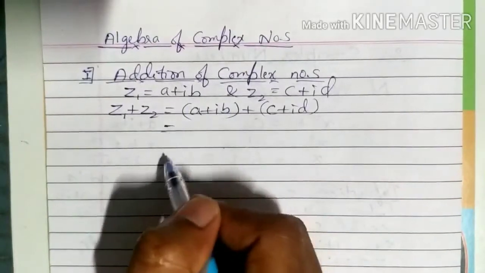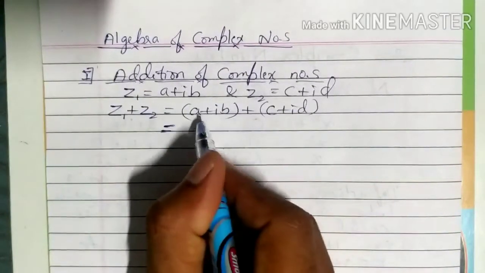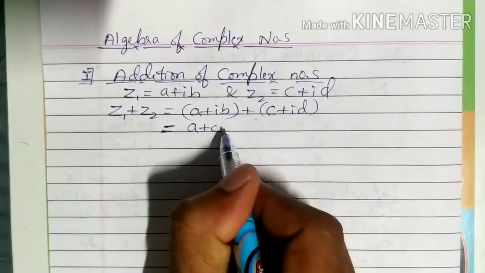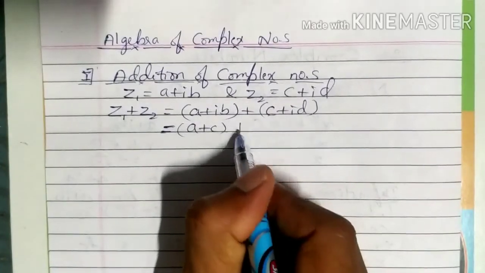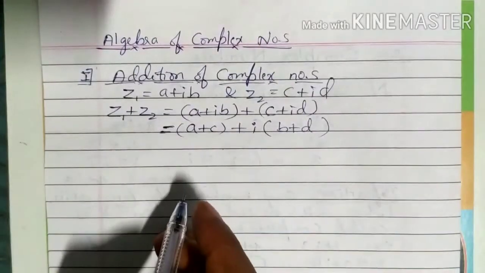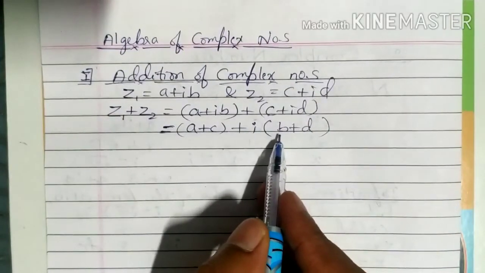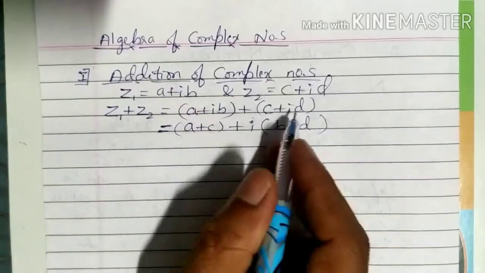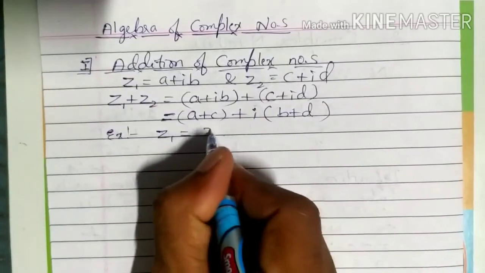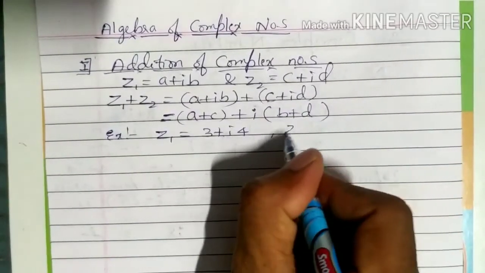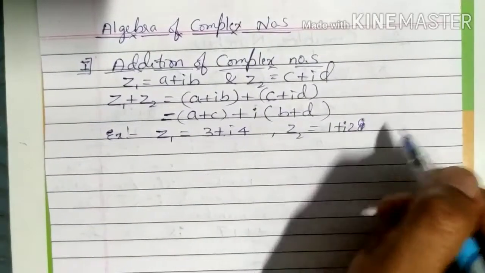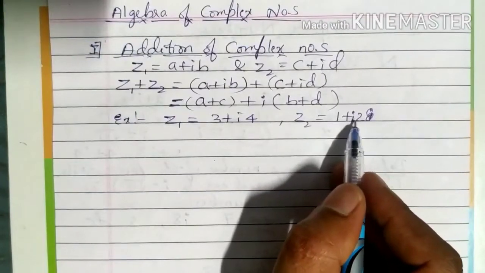So it is just adding real parts and imaginary parts separately, that's all. a plus c, adding real parts, plus i into b plus d. Adding real parts and adding imaginary parts. This is how we add two complex numbers. For example, if I consider z1 is equal to 3 plus i4 and z2 is equal to 1 plus 2i or i2. Anything you can write, i before 2 or after 2, no problem.